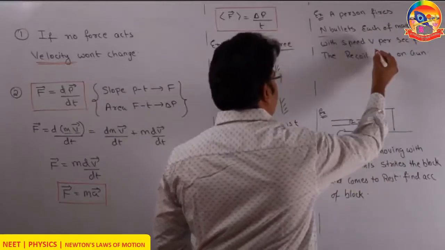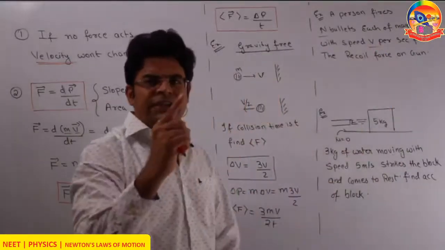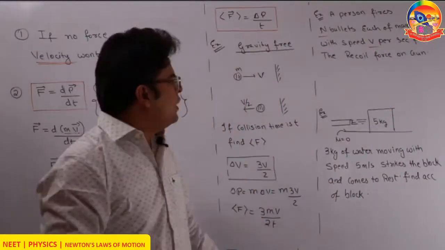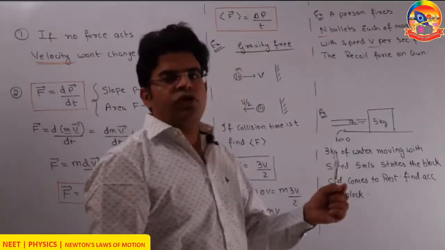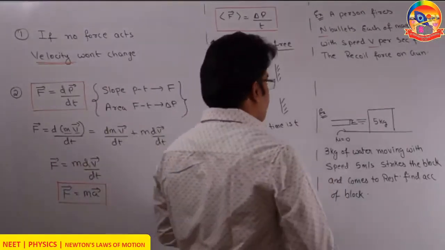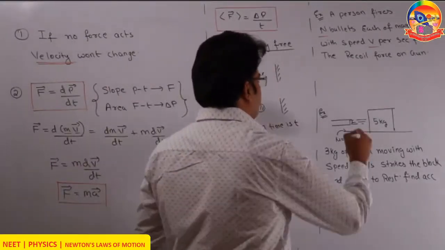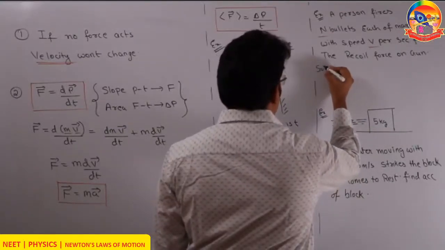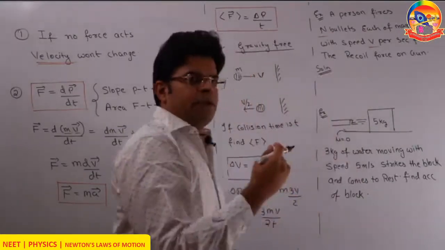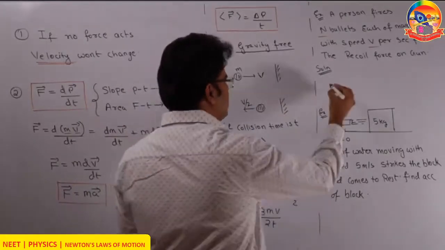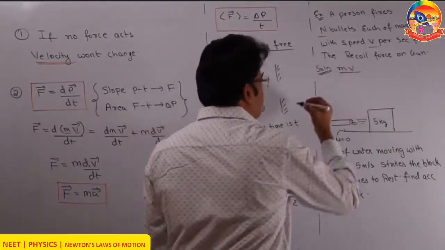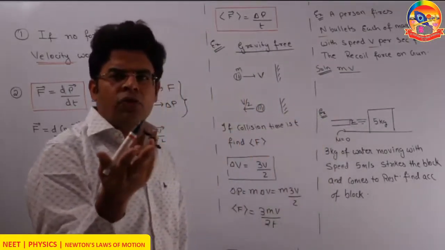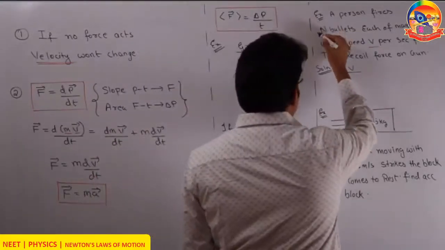A person fires n bullets, each of mass m with speed v, per second. So every second the person fires n bullets. Find the recoil force on the gun. So for every single bullet coming out, the momentum that the bullet has is mv. In 1 second, how many bullets are coming out? In 1 second, the number of bullets coming out is n.